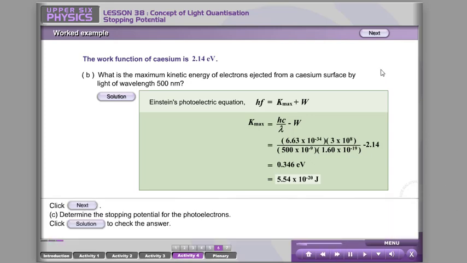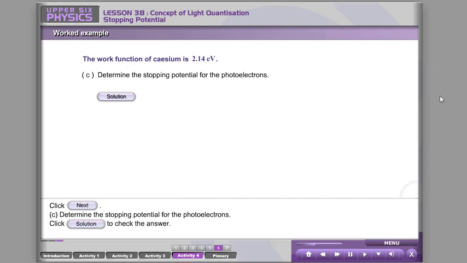Click the next button. C. Determine the stopping potential for the photoelectrons. Click the solution button to check the answer.